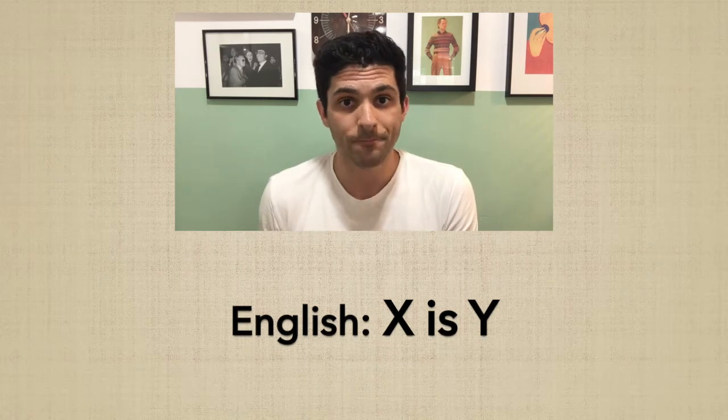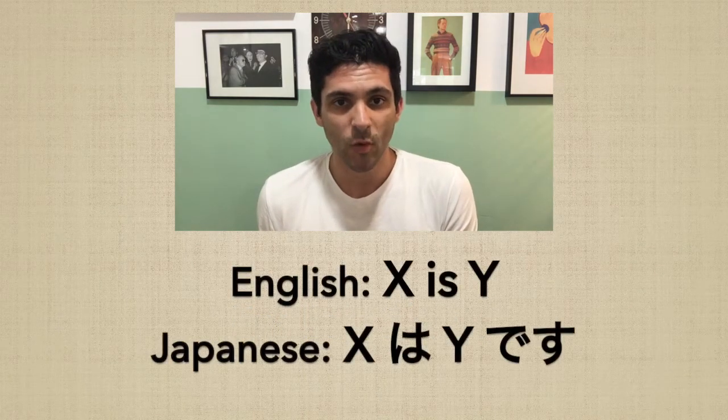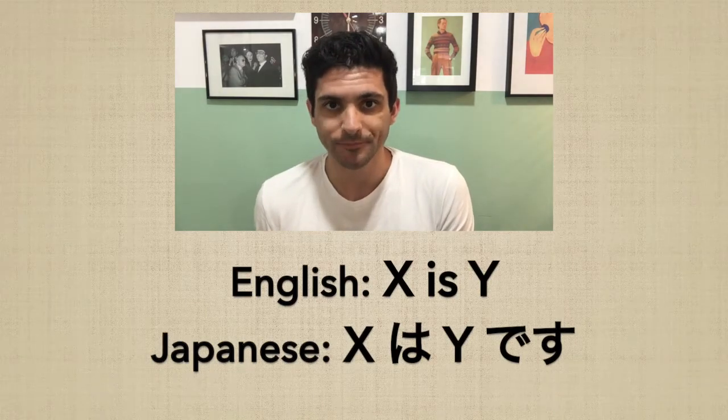So today we're going to be talking about the most basic Japanese sentence structure. In English this would be something like X is Y, okay? So in Japanese this looks like X wa Y desu. Now, the first thing to note is that Japanese sentences are structured very differently than English ones. For example, the verb always comes at the end of a sentence in Japanese.